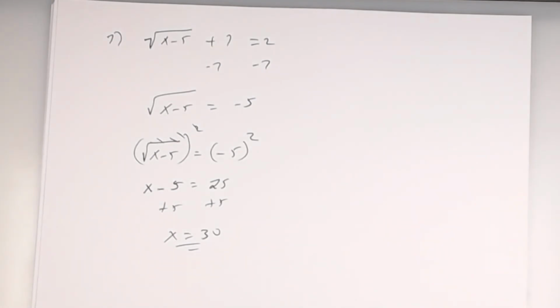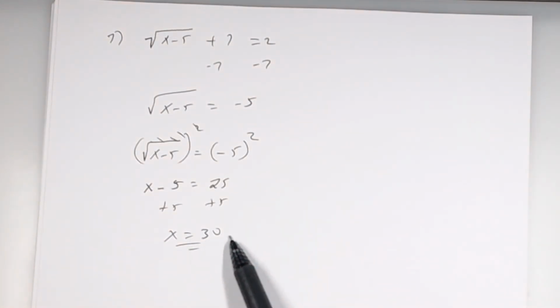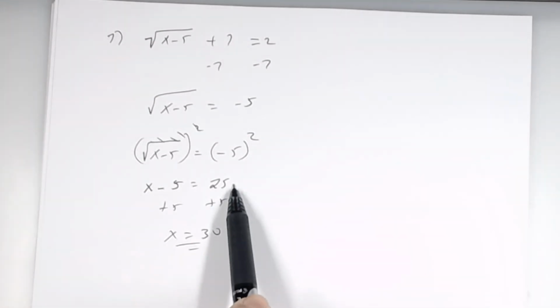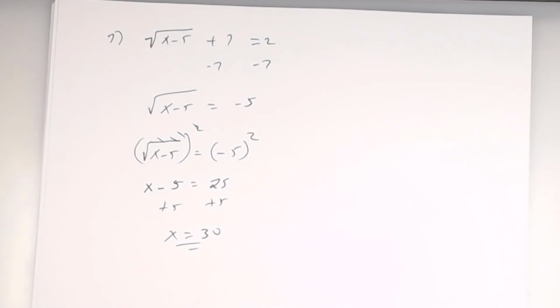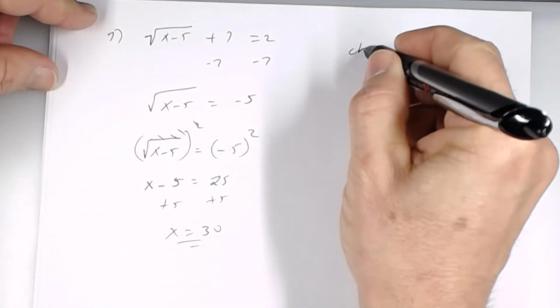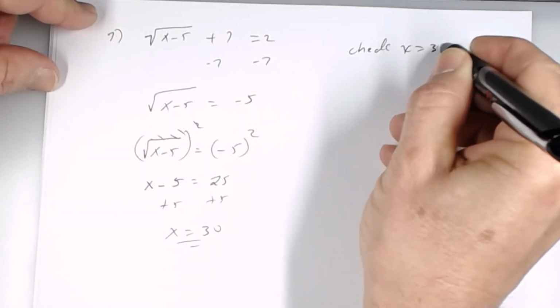But I raised those sides to an even power, so I could have introduced extraneous solutions. I could have introduced false solutions. But keep in mind that x equals 30 is definitely a solution to which one? The linear one, right? I just have to check and see if it's a solution to the radical. So where we see the variable x, what do I substitute? 30. So let's check x equal 30.